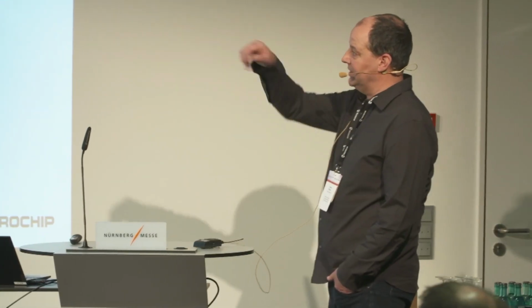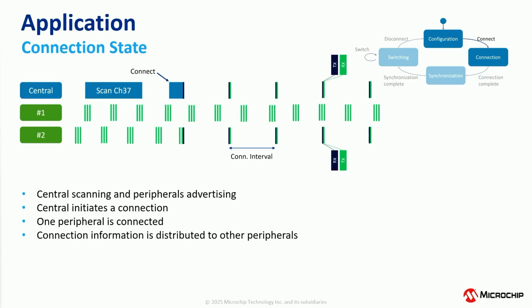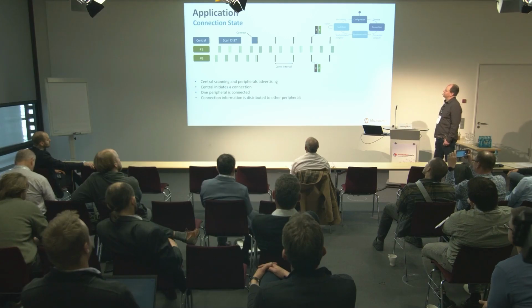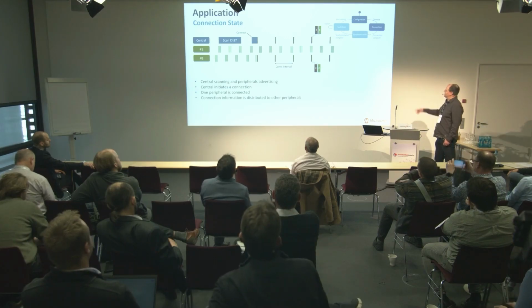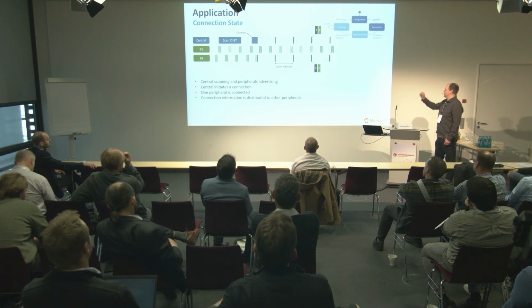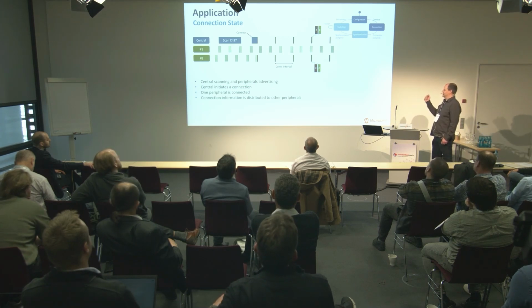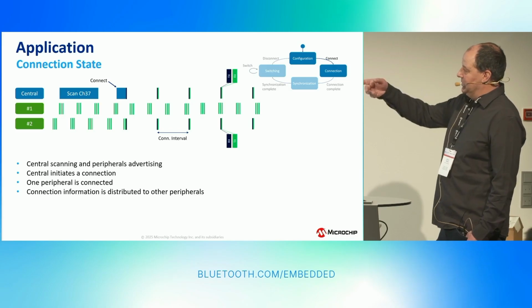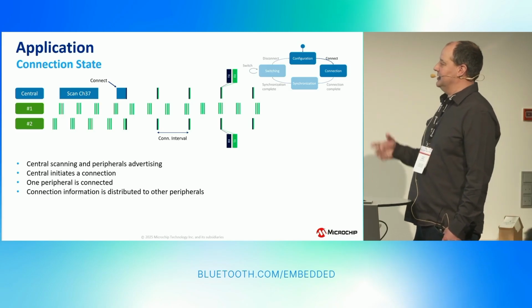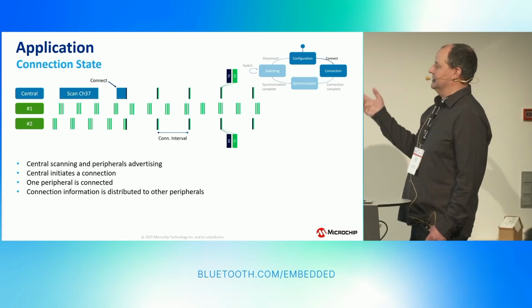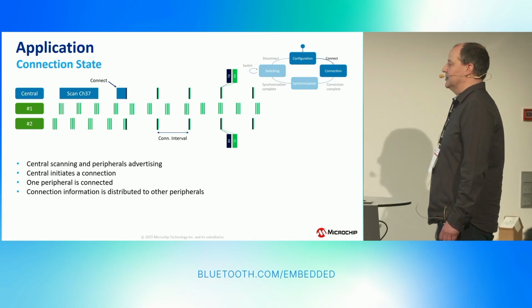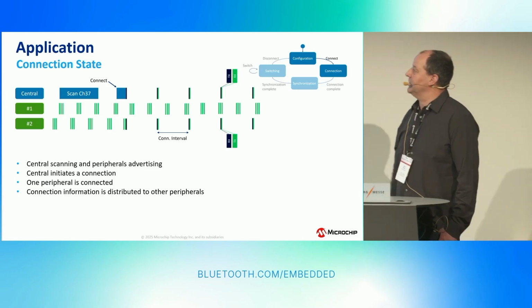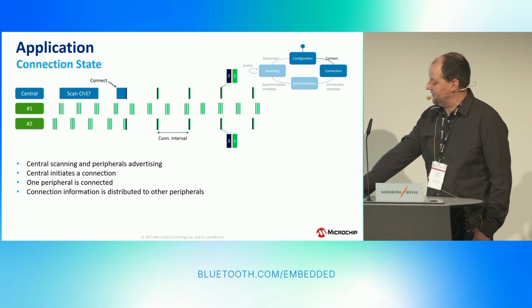You will see here in the diagram, peripheral 1 and peripheral 2 are advertising. The central device is scanning, and then it sends a connection request to peripheral 2. Peripheral 2 is then connected, and peripheral 1 is still in advertising mode. So then we have the situation at the connection state. The connection is valid between central and peripheral 2. We have 1 peripheral connected, and the other peripheral is still advertising, and that device needs to be synchronized.